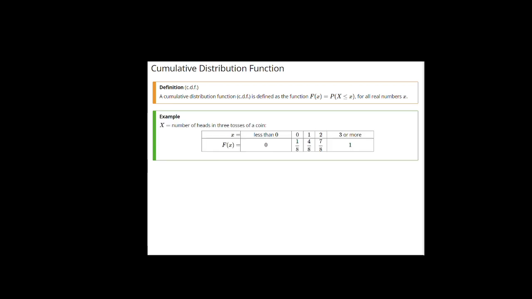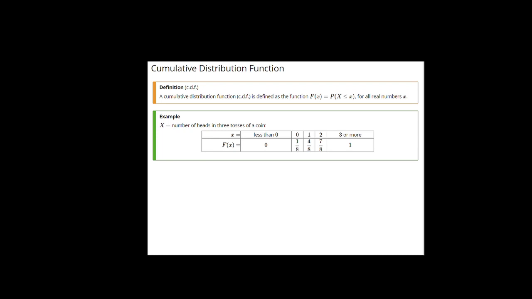Let's return to an example. X is, say, the number of heads in 3 tosses of a coin. What's the probability that capital X is less than or equal to minus 0.5, for example? There are no values such that it's less than minus 0.5. That probability is 0. So for negative values of x, F of x takes on the value 0.